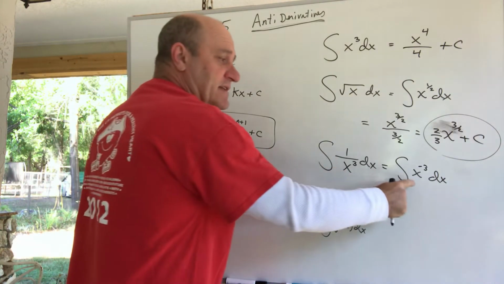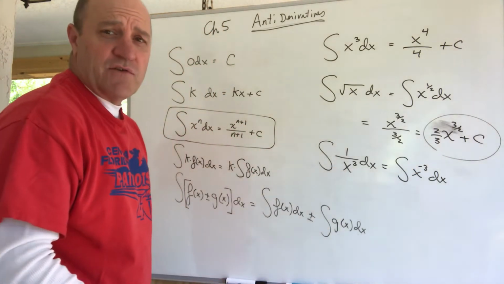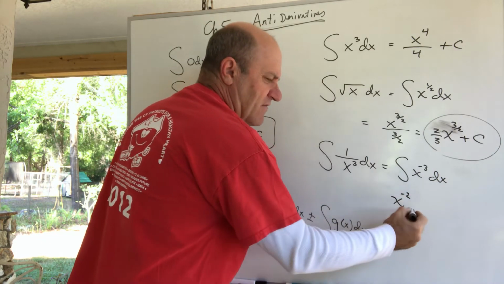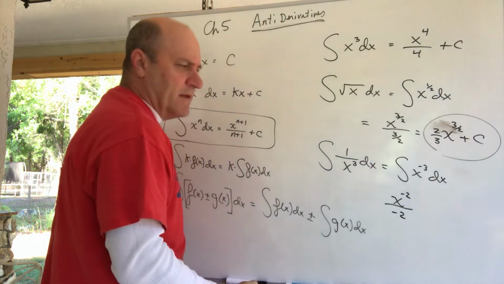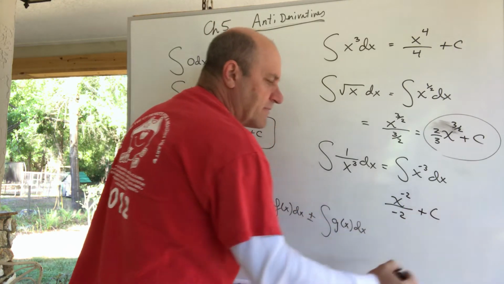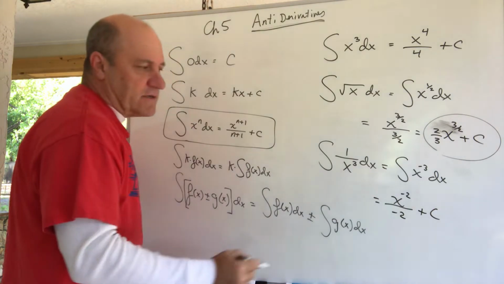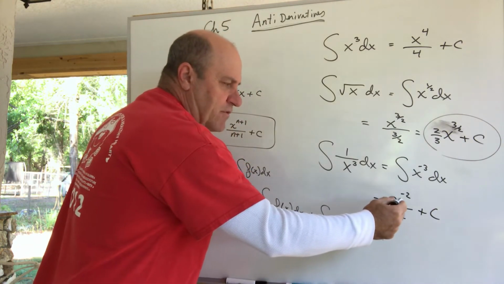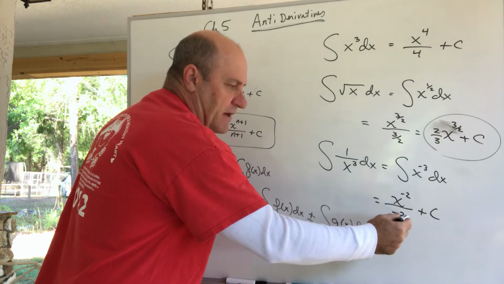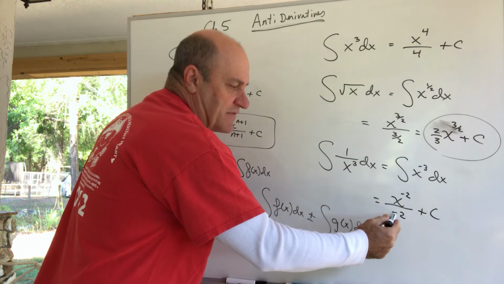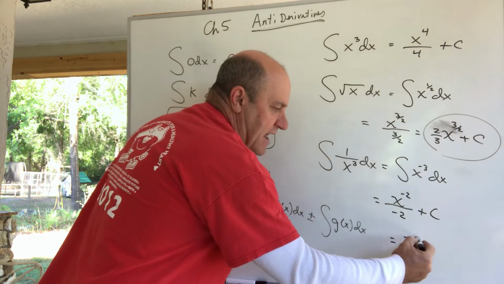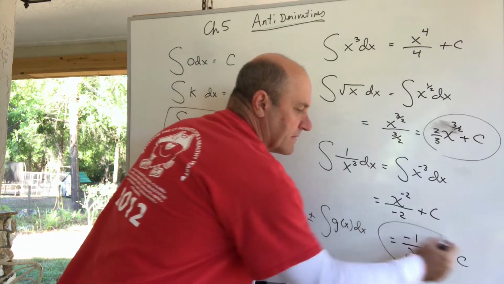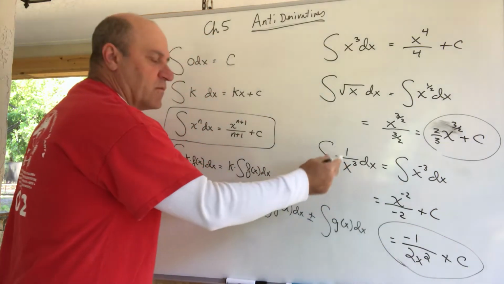So I rewrote this as x to the negative 3. Let's try to do this power rule. Add 1 to it. x to the negative 2, divide by negative 2. So that's the answer, plus c. If I rewrote that, I would leave the negative 2 in the denominator, but I'd move the x squared down to the denominator. And I like to put the negative sign in the numerator, actually, so I would write negative 1 over 2x squared plus c. That's the antiderivative of 1 over x cubed.